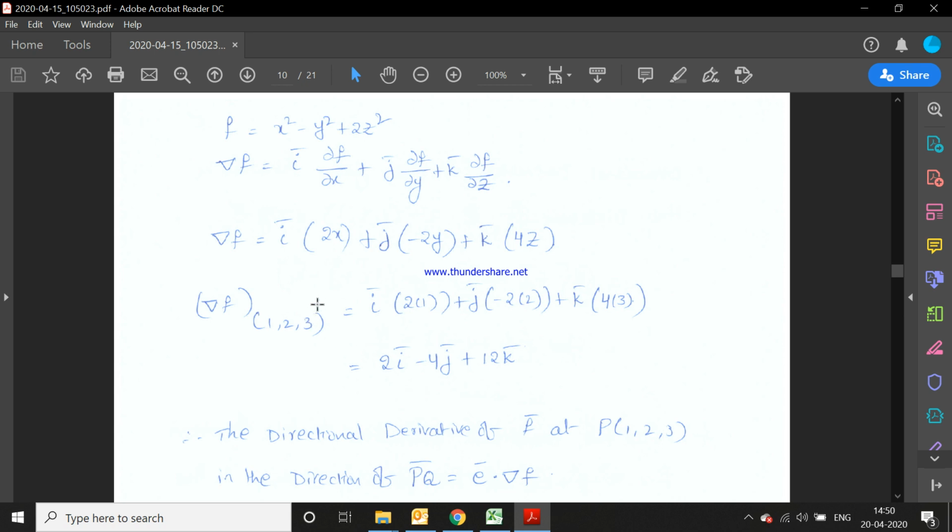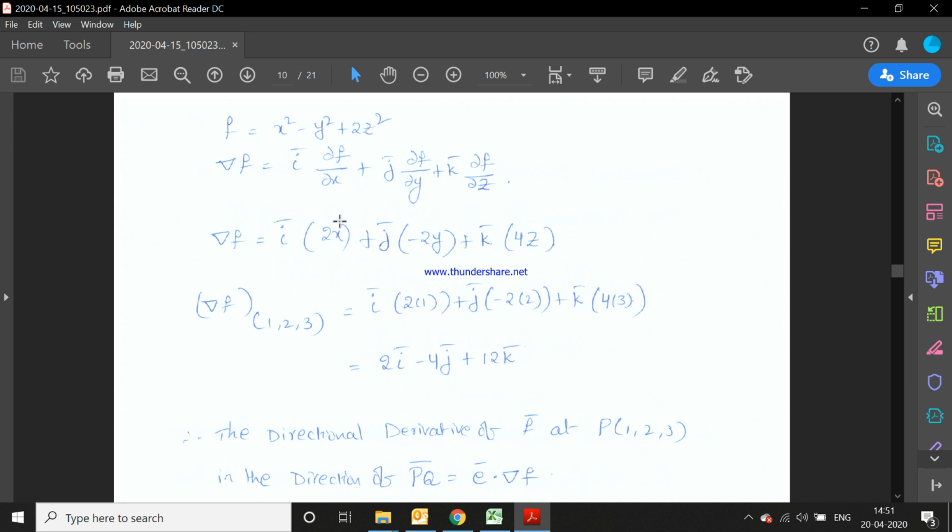Next, we can find del F. Given F is x squared minus y squared plus 2z squared. So del F is equal to I bar dou F by dou x plus J bar dou F by dou y plus K bar dou F by dou z. With respect to x, the derivative of F is 2x. That's it; the remaining terms' derivatives are 0. Next, dou F by dou y is minus 2y; x squared derivative 0, 2z squared derivative 0. Plus K bar dou F by dou z: with respect to z it is 2 into 2z, that is 4z.